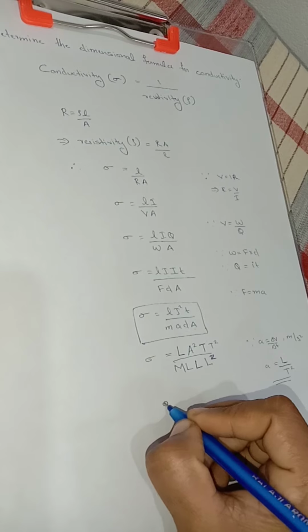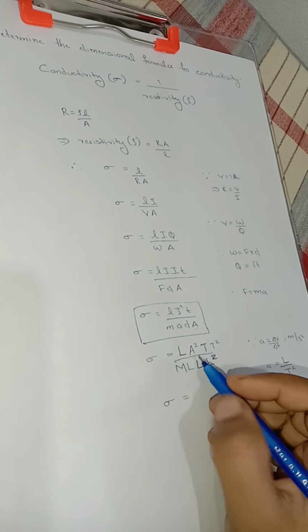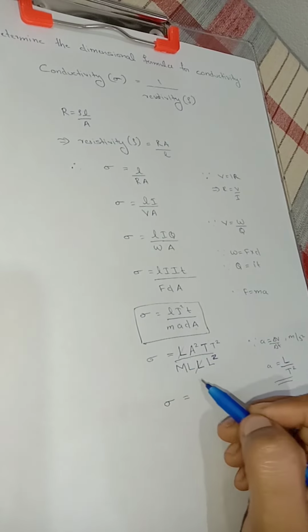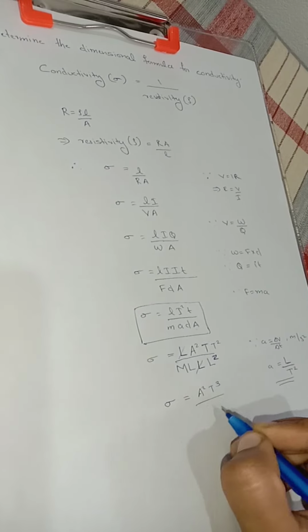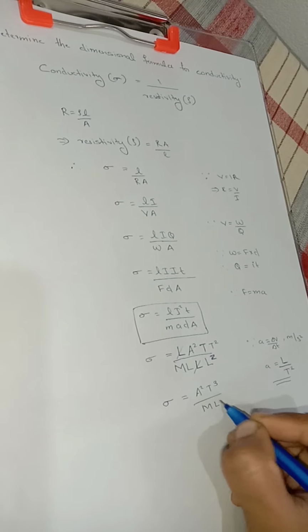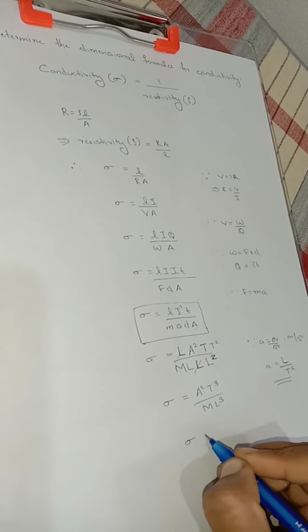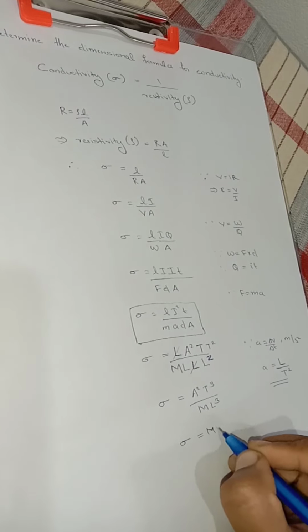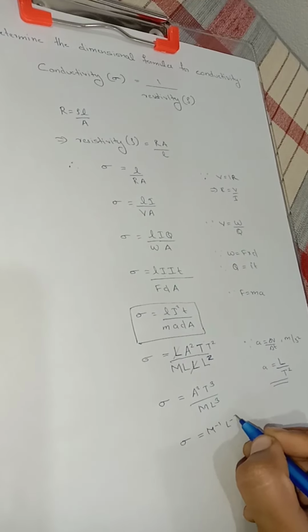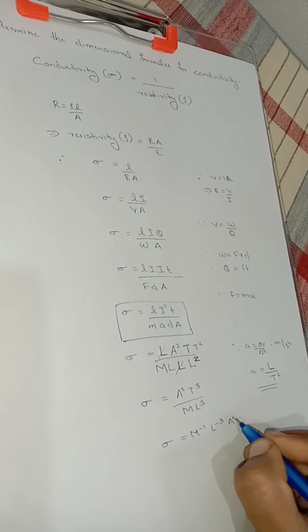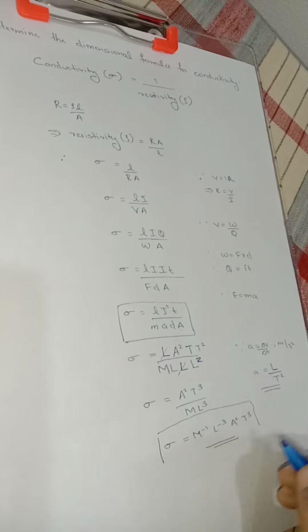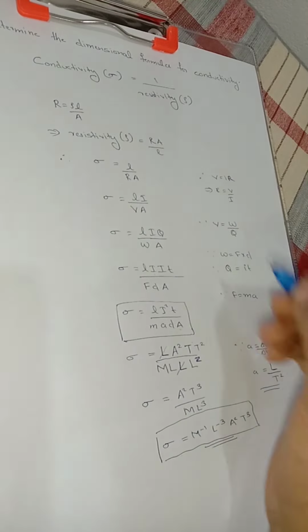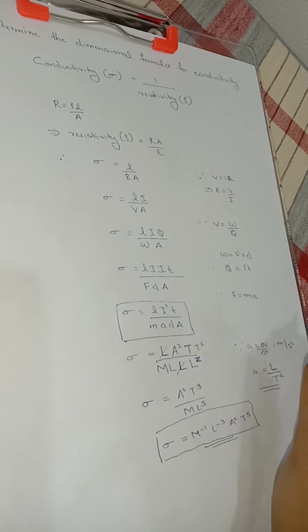Simplifying, one L and L get cancelled. So here we get A square T cube by, in the denominator, M L cube. So we can write sigma is equal to M inverse L minus 3 T cube A square. So this is the dimension of the conductivity that we get. This is how we find the dimension of conductivity.